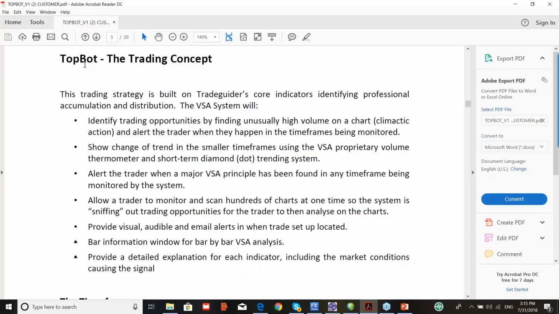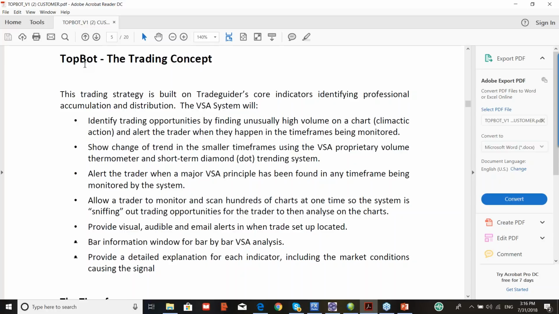these climactic bars. And then we want to show a change in trend in the smaller time frames, which I'm going to show you today, using the VSA proprietary volume thermometer and short-term diamond dot trending system, which measures trend of price based on bullish versus bearish volume. Then, once we see the principle, we alert the trader. The software does it, as I'll show you. But most importantly, this system can monitor hundreds and hundreds of charts.